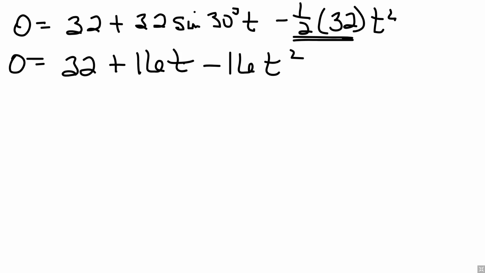In this problem, I'm going to make my life easier. I'm going to divide everything by -16. The reason I want to divide by -16 is because I want the coefficient on t squared to be positive. So if I divide everything by -16, I end up with t squared minus t minus 2 is equal to 0.